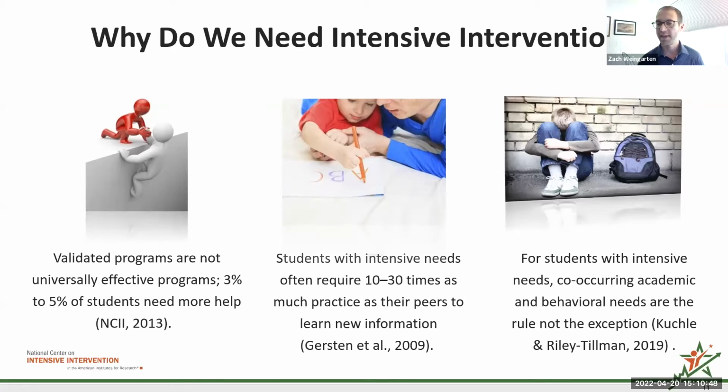And then finally, this idea that for students with intensive needs, co-occurring academic and behavioral needs are really the rule and not the exception. By that we mean many students with intensive needs have co-occurring academic and behavioral and social and emotional needs. And so we need to think about the full range of student needs when we plan interventions for these students. So really thinking broadly about students with complex needs. We can't focus on just one area. We really have to think about the broad range of student needs. And so that's where intensive intervention comes in as well.